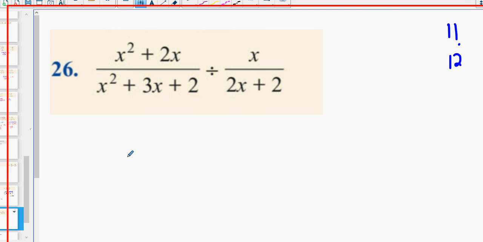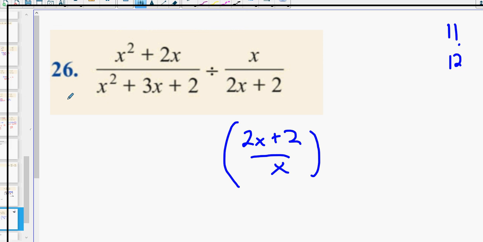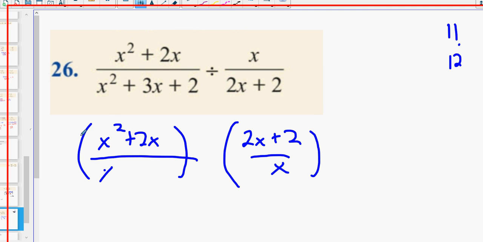Okay. Now, here's what we do. Here's the split. Would everybody agree with that? That's where they separate. It's upside down because I need to change it to multiply, don't I? So why don't I just wrap it in brackets? So this one can be 2x plus 2 over x, and then the other one is still the same. Everybody cool with that? Now, you have to look at each sector and determine if each sector is fully factorized.